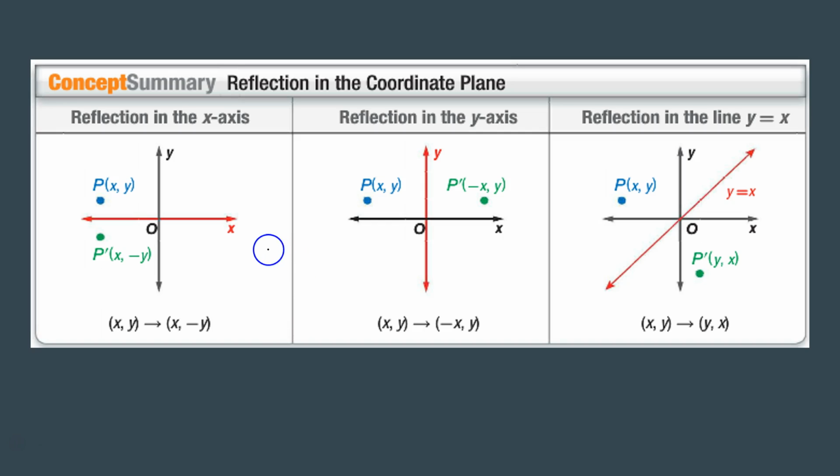Alright, so this is just tying everything back together. Here are the 3 reflections on coordinate planes. So a reflection on the x-axis, reflection on the y-axis, and last we have the reflection on the line y is equal to x, and that's it.